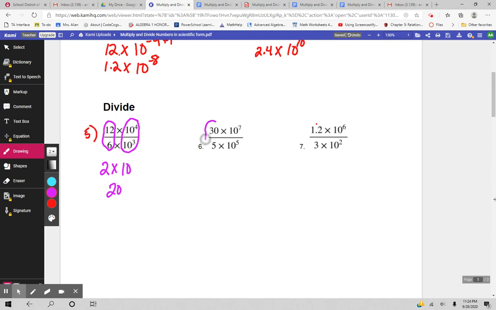We're going to divide the numbers here first. 30 divided by 5 is 6 times, and then we'll divide out these powers with base 10.